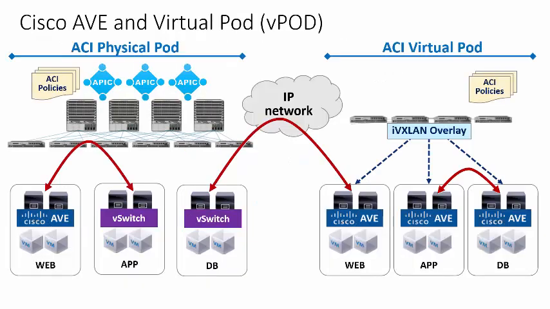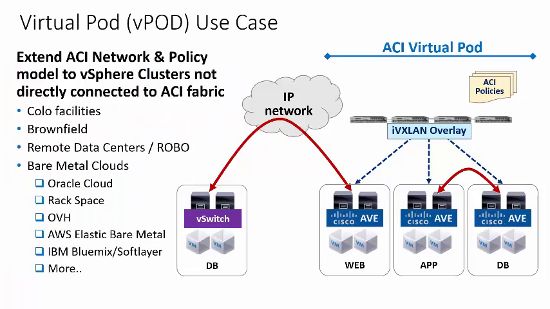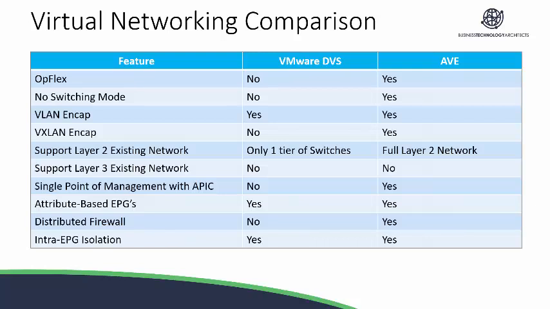And here's a quick visual representation of AVE and virtual pods. So here you can actually have a virtual pod with the ACI policies, connected from a physical pod via an IP network using a VXLAN overlay to a virtual pod that actually operates with the AVE inside the hypervisor. So your use cases would be colo facilities, brownfield, remote data centers, or bare metal clouds. Here are some virtual networking comparisons between DVS and AVE.